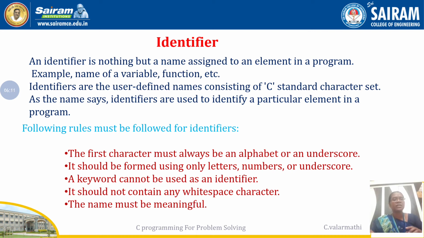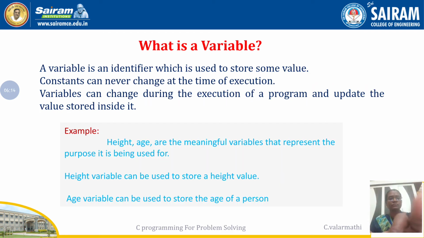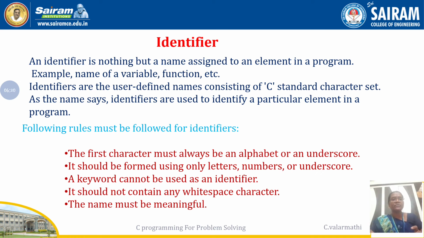Say for example, height, age. An identifier is nothing but a name. Say for example int c, that c is a variable name. So this variable name is called an identifier here. And then a user defined function like simple interest, that name we are giving, simple interest, is called an identifier here. That means we are assigning one name to an element of your program. So that external name is called an identifier.